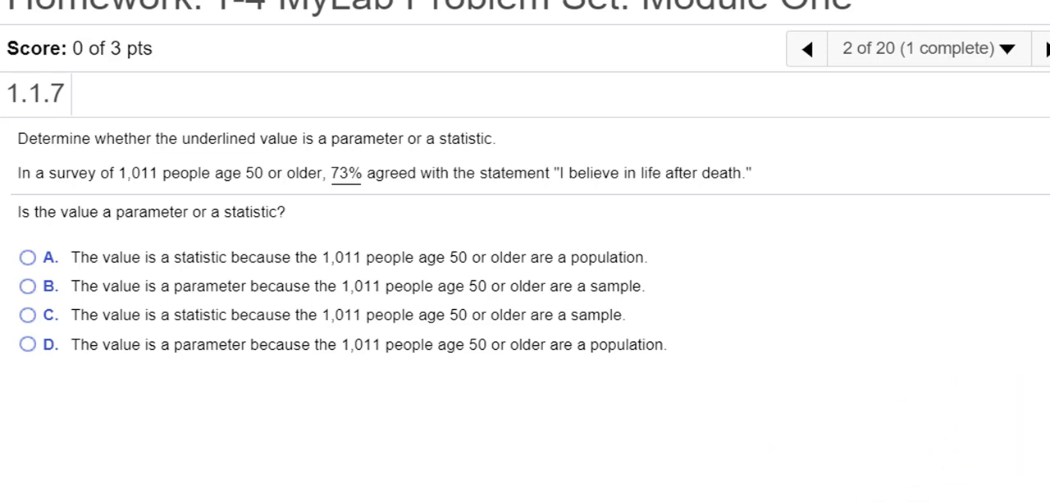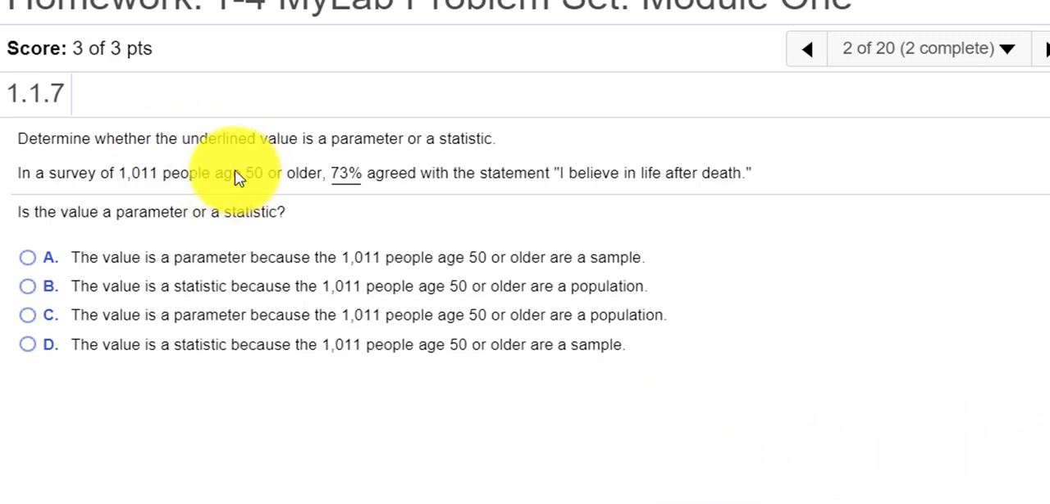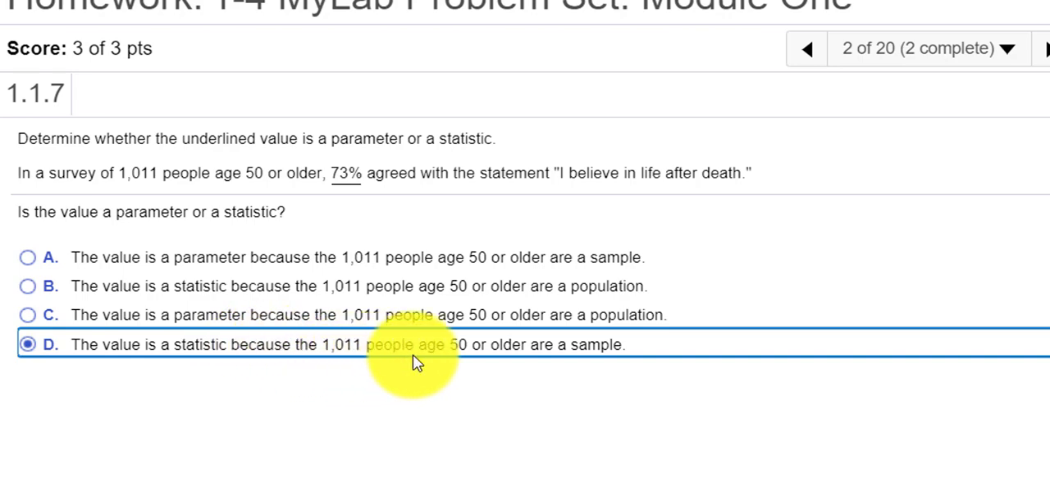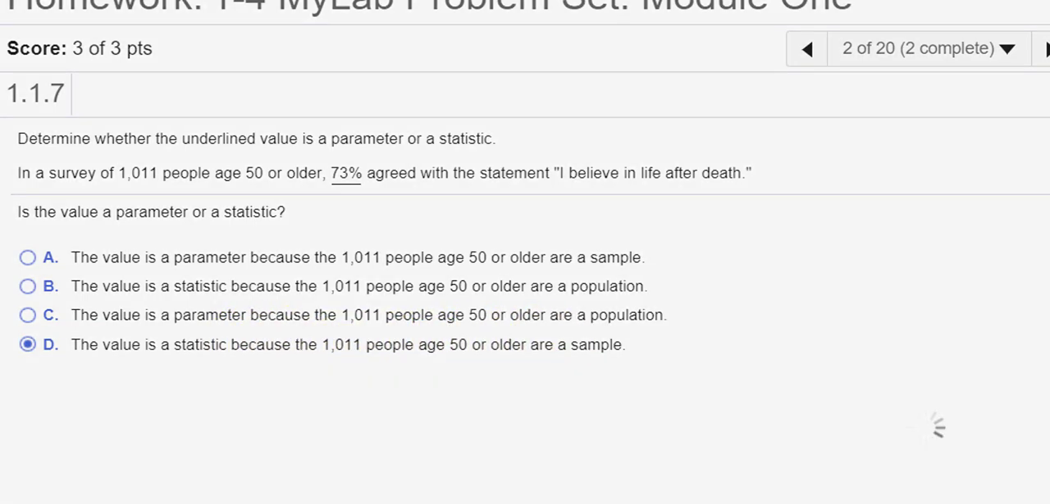Next question. We have to determine if the underlined value is a parameter or a statistic. It says a survey of 1,011 people aged 50 or older: 73% agreed with the statement, I believe in life after death. So you have to ask yourself, is this a population or a sample? When you think about the people aged 50 or older, there's probably more than 1,011. So this 1,011 is a sample of people aged 50 or older, and it says 73% agreed with the statement. So I'm going to say this is a statistic because the 1,011 people of age 50 or older are a sample. Check answer, we get the good job.